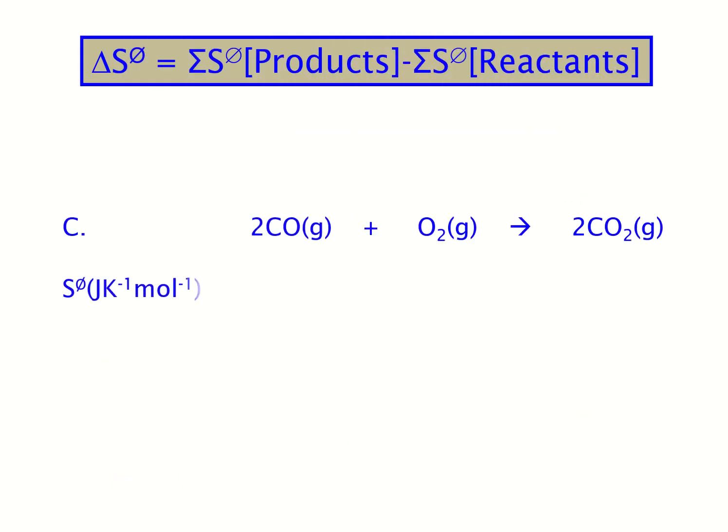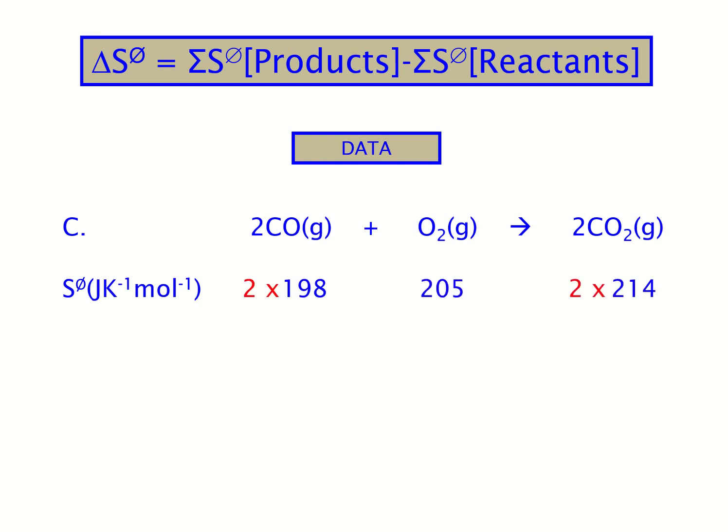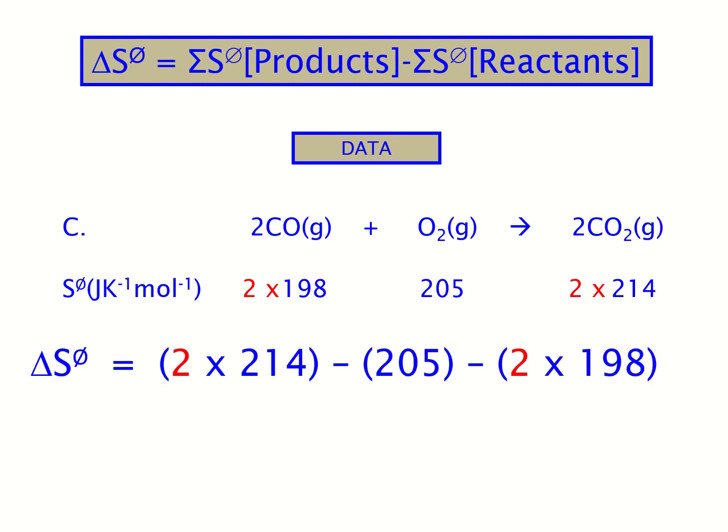Okay, let's look at the final one then. I'll skip through this one relatively quickly. We should be getting the hang of these by now. So again, we just pop our little reaction coefficient numbers on. Make sure we multiply it. Make sure we do it products minus reactants, not the wrong way around.